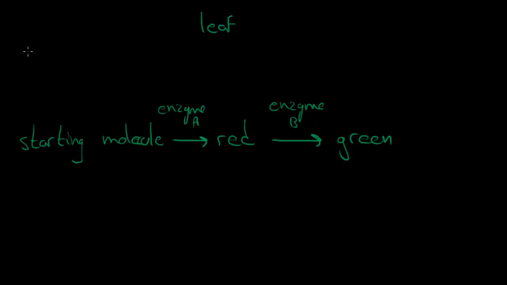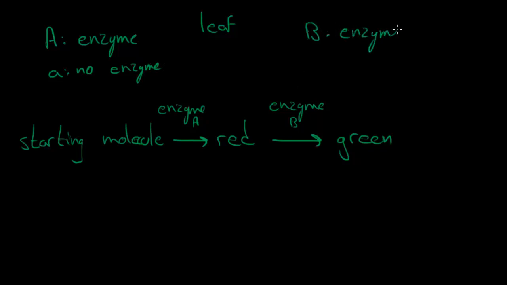So in this case, imagine that dominant A is for the functional type of the enzyme, and the recessive one is for no enzyme at all, or if you like, a non-functional enzyme. The same applies for B. So with dominant B, we make a functional enzyme, and with recessive B, we make no enzyme or not a functional enzyme.